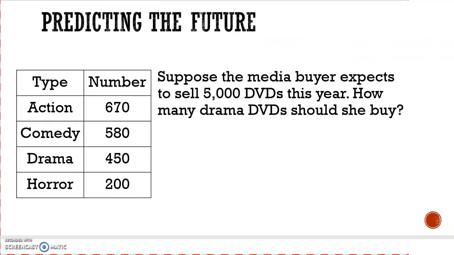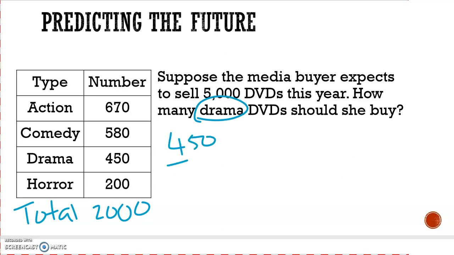Alright, suppose the media buyer expects to sell 5,000 DVDs this year. How many drama DVDs should she buy? So again, our total is 2,000. So we're going to put that on here. And out of the 2,000, we care about drama. She sold 450 out of 2,000 was drama. So we want to know how many out of 5,000 would be drama.